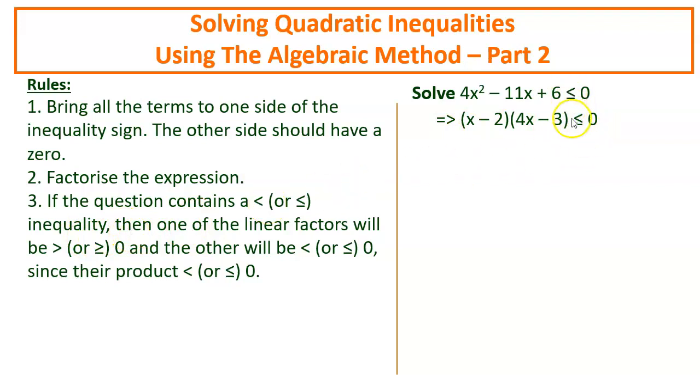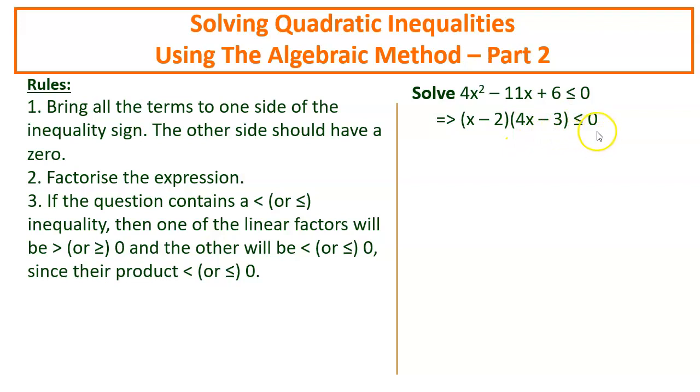If we have a less than sign or less than or equal to sign, then one of the linear factors will be greater than or equal to, and the other will be less than. Why is it so? Suppose we have a negative number as a product. If it is a 0, it may be equal to 0 as well. Fine. If it is a 0, we know how to solve. Either x minus 2 will be equal to 0 or 4x minus 3 will be equal to 0. But I am talking about a negative product.